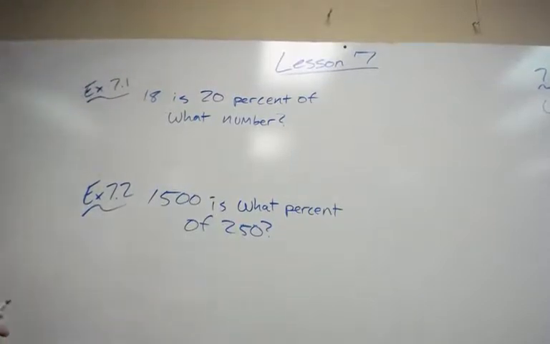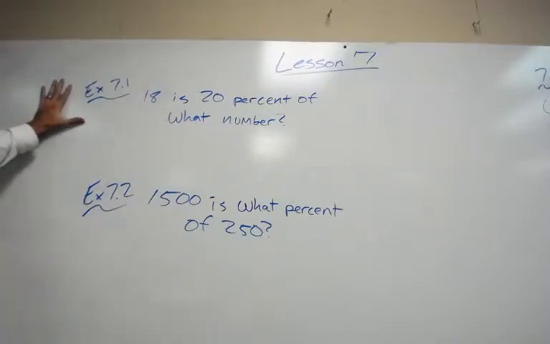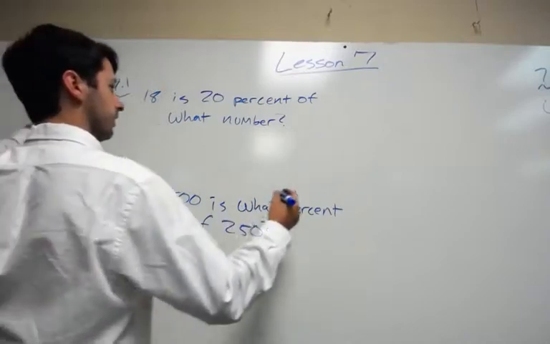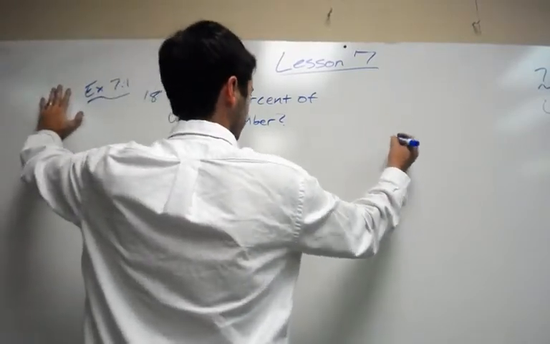Okay, here we go. Lesson 7, looking at percent word problems. We'll just kick it off with some examples. Example 7.1 says 18 is 20% of what number? Well, how I would like to solve these, and you may have your own way, is by using a ratio box, because we love ratio boxes.